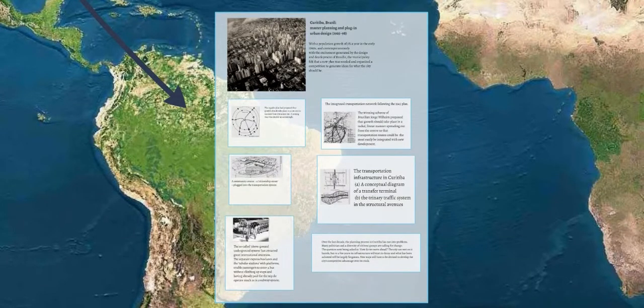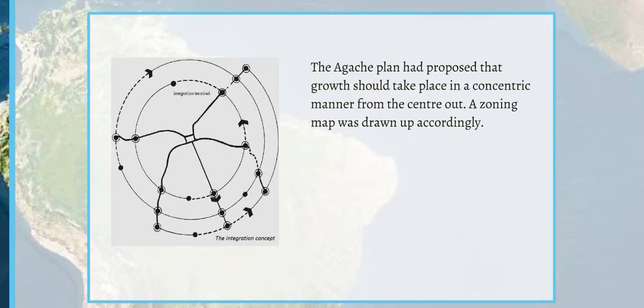Curitiba, Brazil. Master planning and plug-in urban design. With a population growth of 5% a year in the early 1960s, and contemporaneously with the excitement generated by the design and development of Brasilia, the municipality felt that a new plan was needed and organized a competition to generate ideas for what the city should be. The EGAP plan had proposed that growth should take place in a concentric manner from the center up. A zoning map was drawn up accordingly.